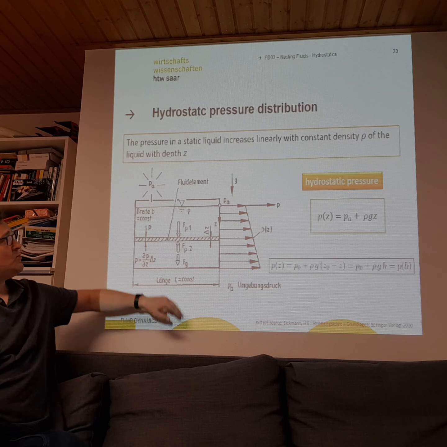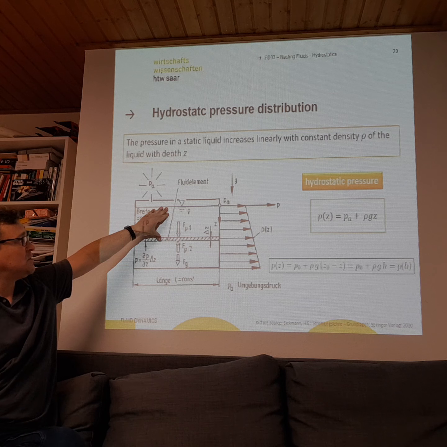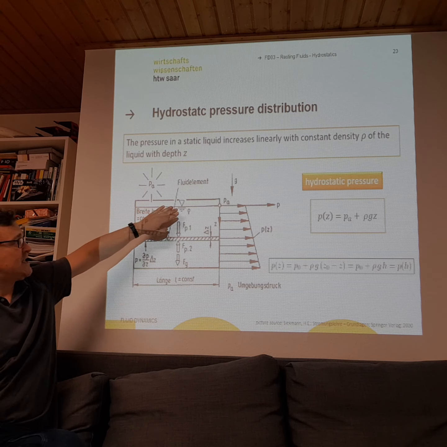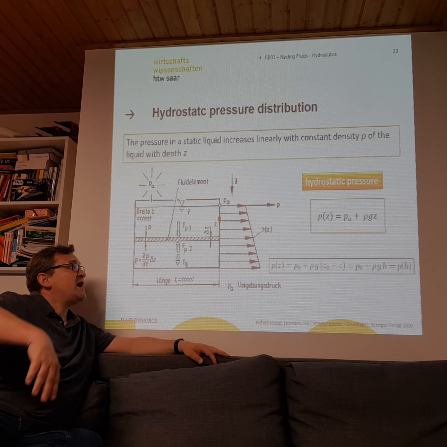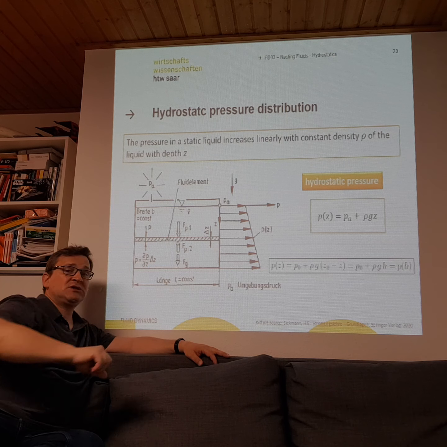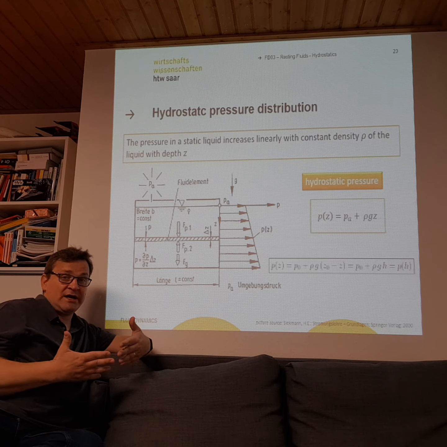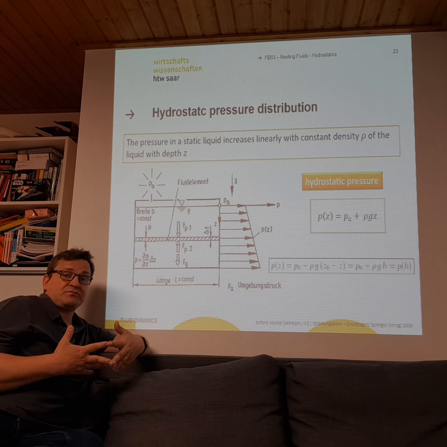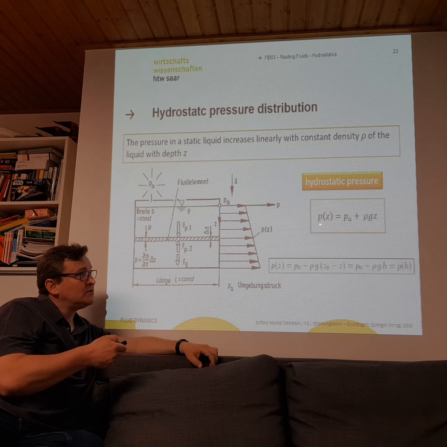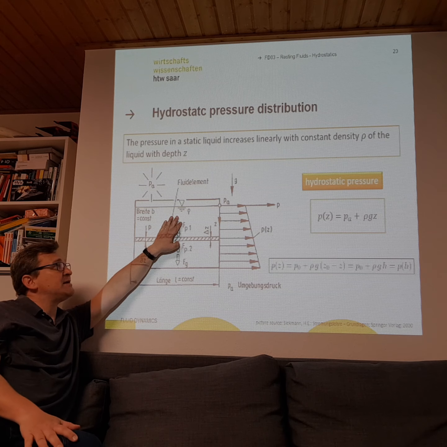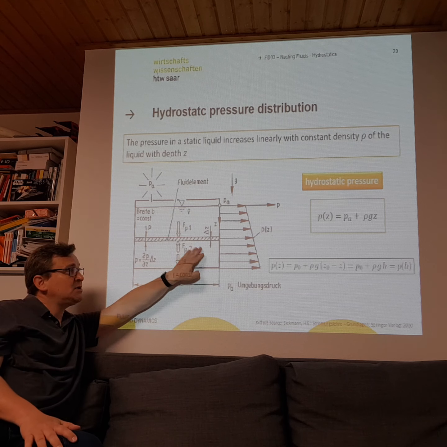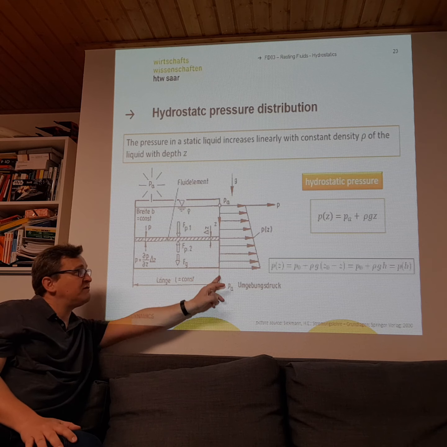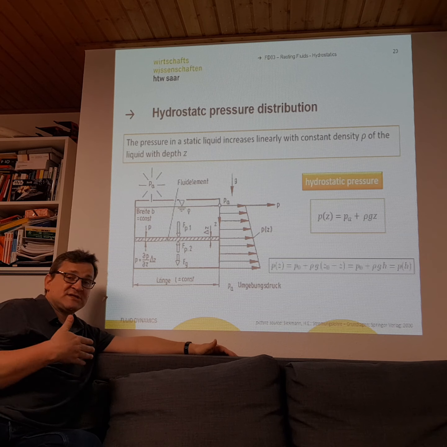So here we have our water pond, we have our fluid with a density, and please always remember, water has a density of 1000 kilograms per cubic meter. If we go deeper and deeper into the water, the pressure will get higher and higher, because we calculate the pressure with this formula: density of the fluid times gravity constant times depth in the water. So at the bottom of our dam wall, we will have the highest forces.